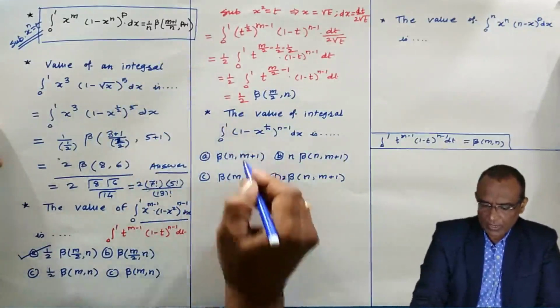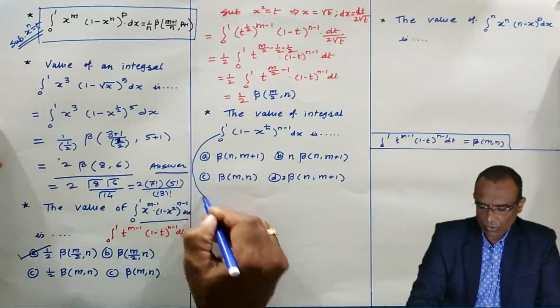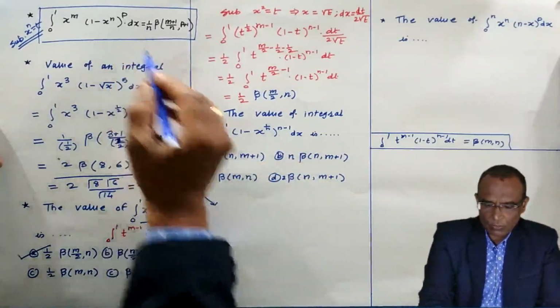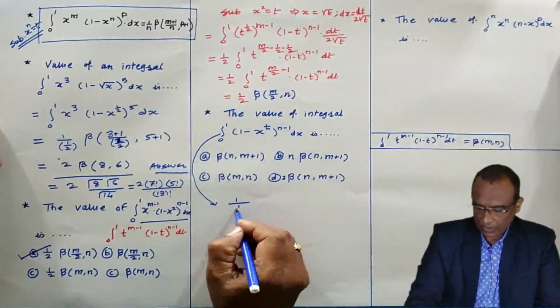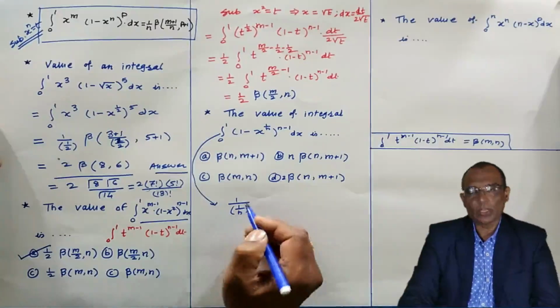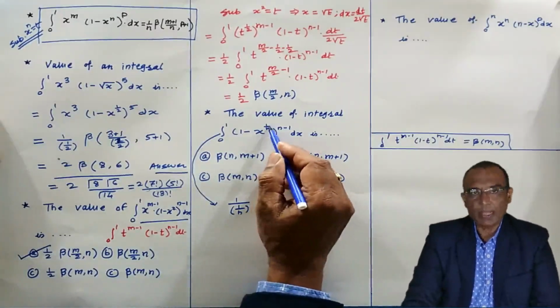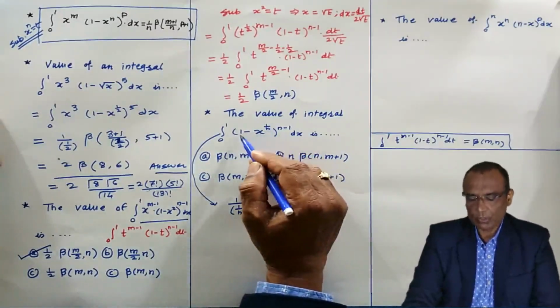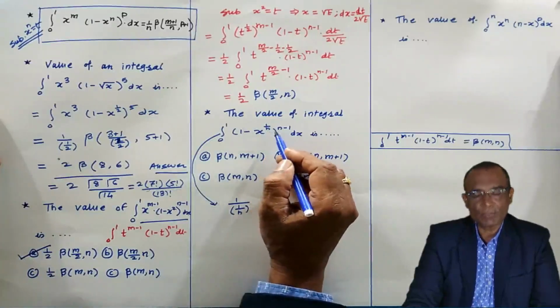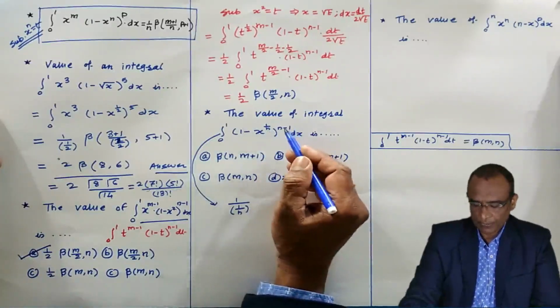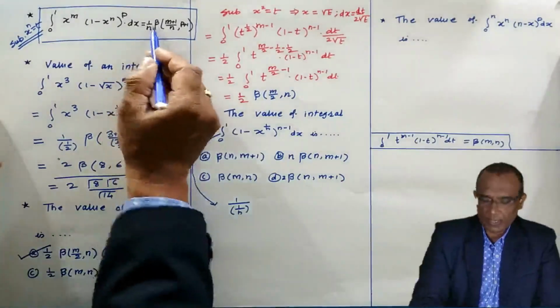See, writing directly, this I am going to solve. Here, 1 by n. What is n here? n is 1 by n. Or you can substitute x to the power 1 by n equal to t, because in order to use beta function, we want a 1 minus t term. So you can use x to the power 1 by n equal to t as substitution, and you can solve it further. But I am using this formula directly.